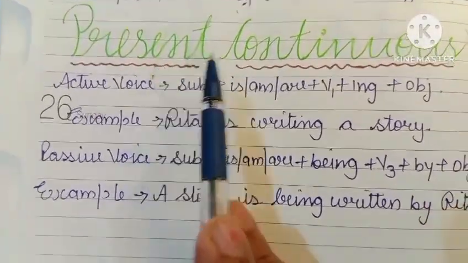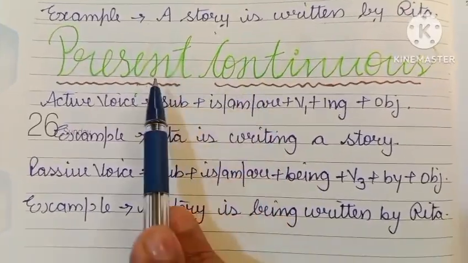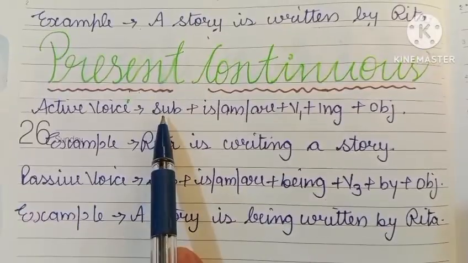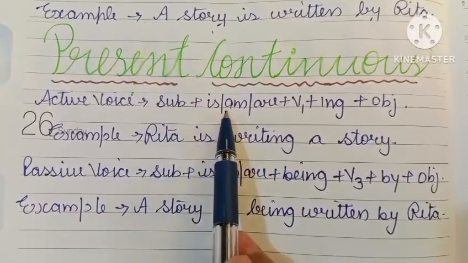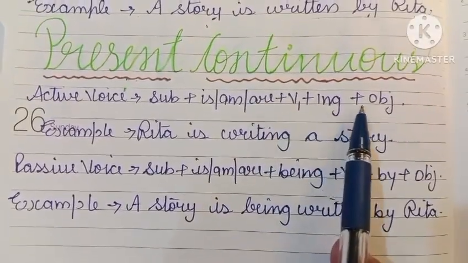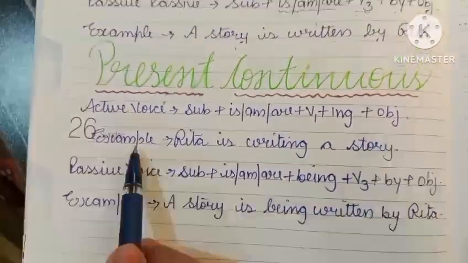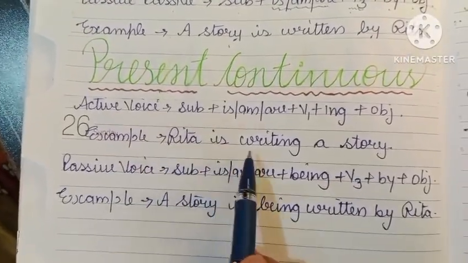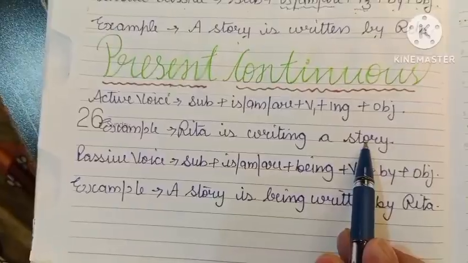Now come to the present continuous tense. What is the formation of present continuous tense, beta? The formation is subject plus is/am/are plus first form of the verb plus ing plus object. And the example is Rita is writing a story.